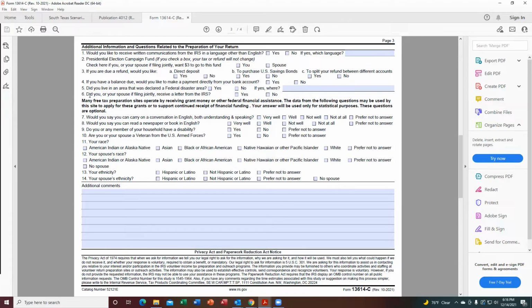And then number 6, I don't think I had seen this question before. Did you or your spouse, if filing jointly, receive a letter from the IRS? Okay, and I'm assuming hopefully that's in regards to those other letters.